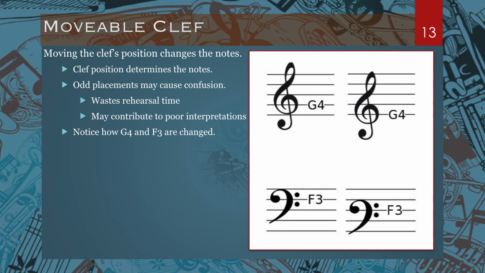Also, notice how the G4 and the F3 are changed. In the treble clef, the clef is just lowered. In the bass clef, it's also lowered. So wherever those 2 dots are in the bass clef, that's where F is going to occur. Wherever the loop is on the treble clef, that's where G is going to occur.